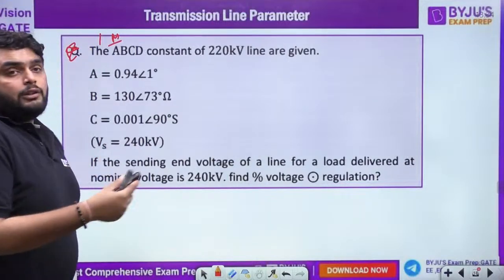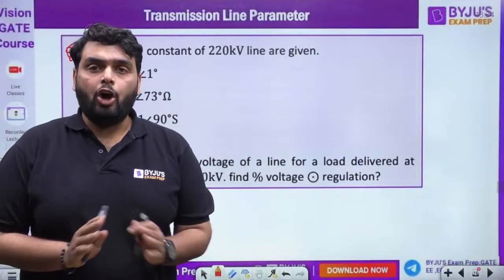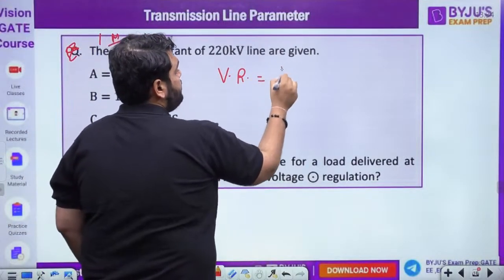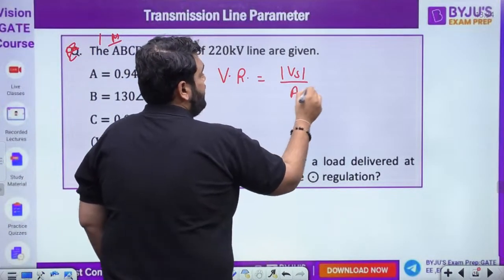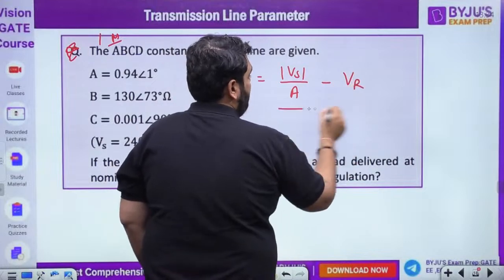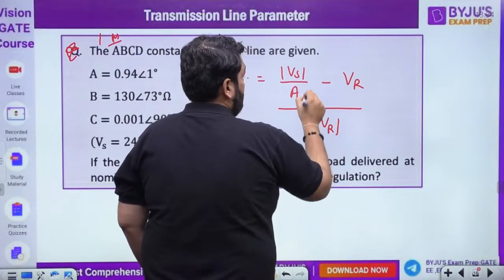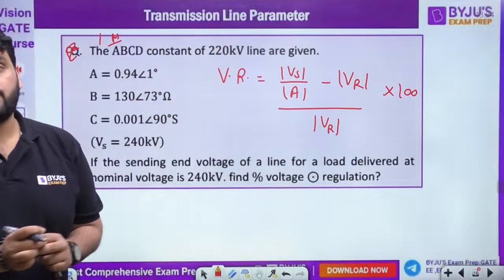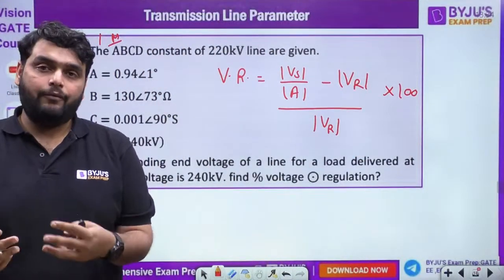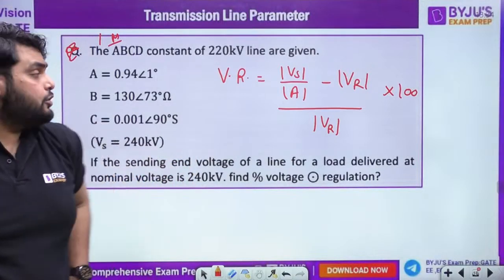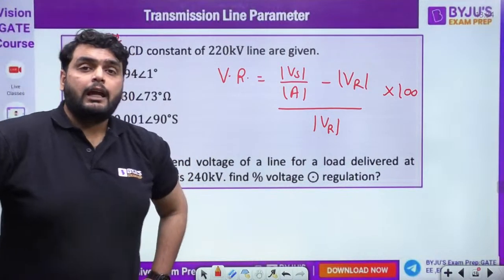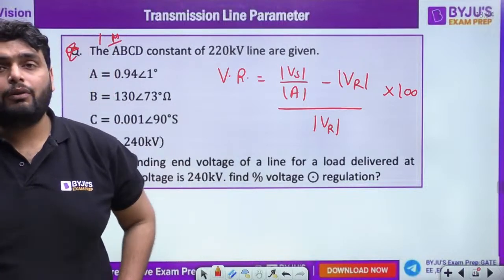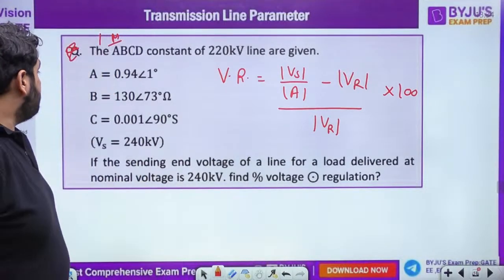So voltage regulation find करनी है. Now you need to understand one common formula of a voltage regulation. One common formula of voltage regulation is Vs by A minus VR divided by VR, multiply by 100. This is the common formula of a voltage regulation and it's going to be true for every type of line, whether it is a long, short or a medium transmission line. To use this formula you require the magnitude of A, which is actually given here.